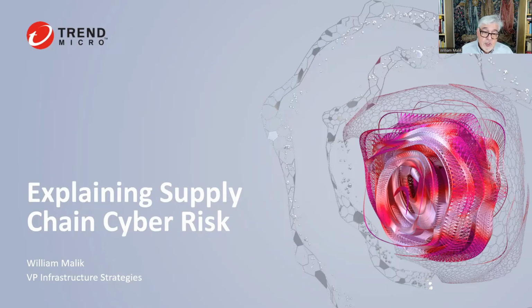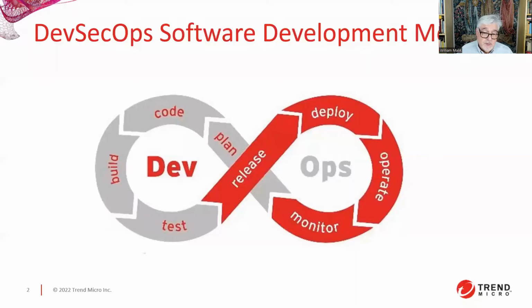So, supply chain cyber risk comes about because we rely on models to understand our environment, and these models are of necessity incomplete. This is the DevSecOps software development model. You may have seen this before. Stuff goes from the planning phase, develop some code, you assemble it into a set of modules, you then test those, put them into production, and so on. This model shows you how it should work.